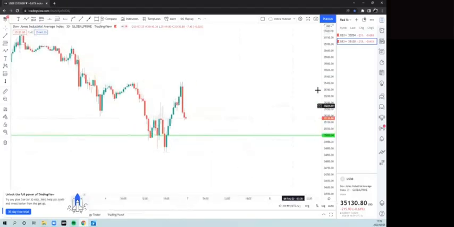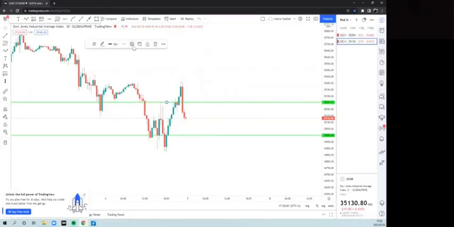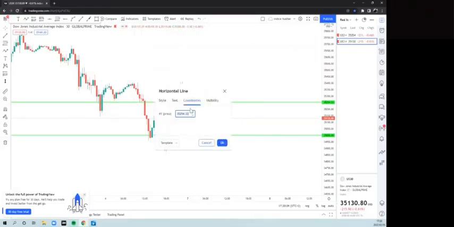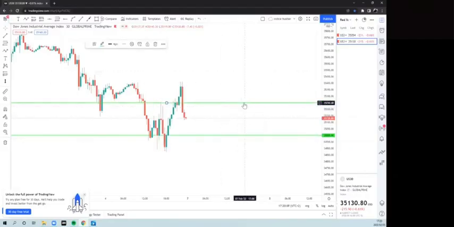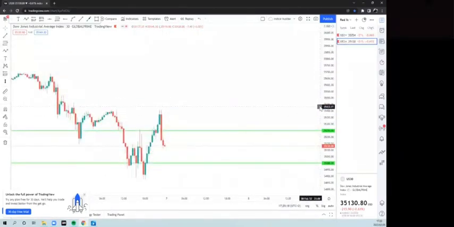Okay, so let's add all our key levels in. So from 35,000, we're going to the next 250, which is 35,250. Also, always remember to lock. I normally add around 10 key level lines above where price is currently trading and 10 key level lines below where price is currently trading. So let's continue this.